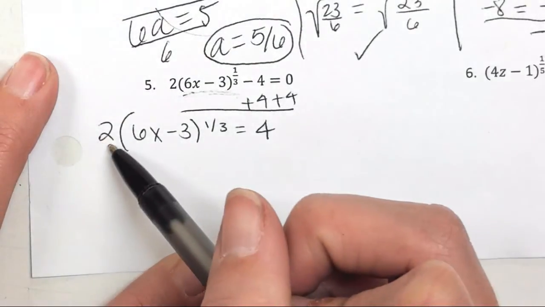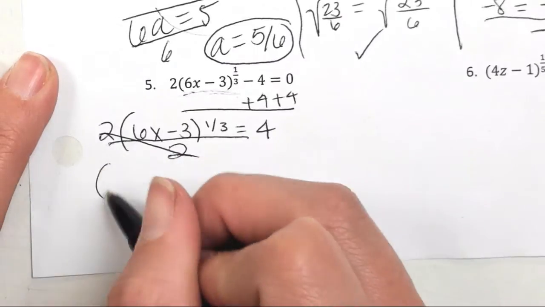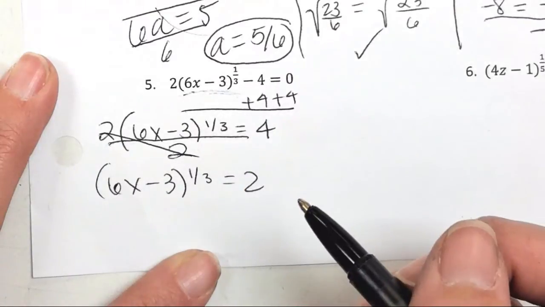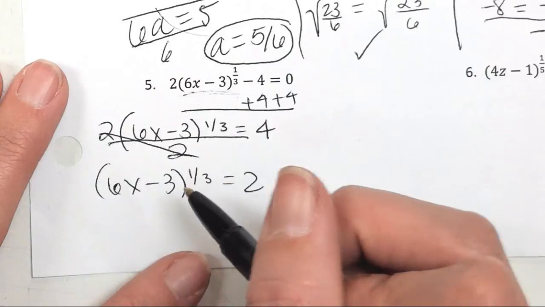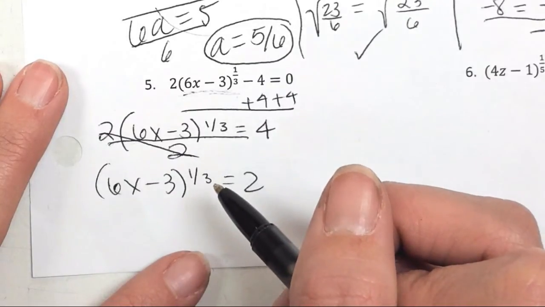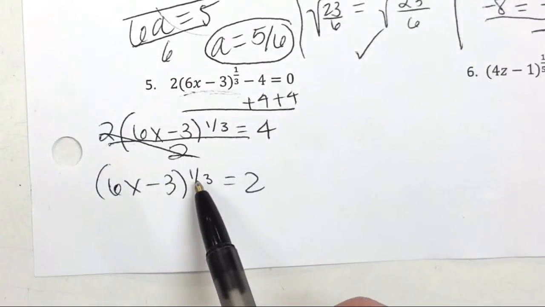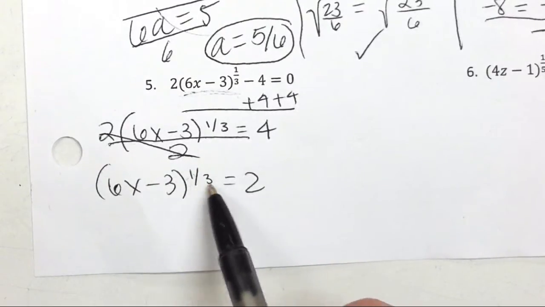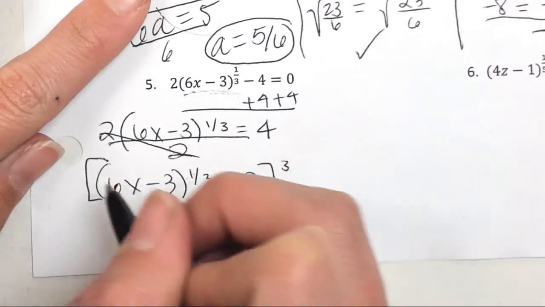And now I can get rid of this 2 by dividing everything by 2. So those cancel out to 1. So I get 6x minus 3 to the 1/3 equals 2, because 4 divided by 2 is 2. And then this is the cube root. So we'd have to cube everything, or if it's an exponential form, we know that if we multiply this by its reciprocal, which is 3 over 1, we'll get an exponent of 1, which is what we want. We want to get rid of that fraction radical. So we're going to raise everything to the 3rd power.